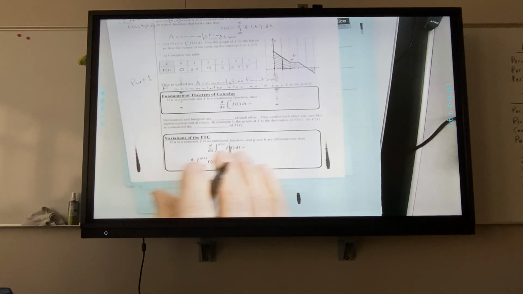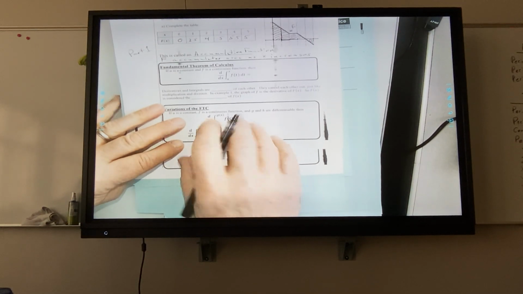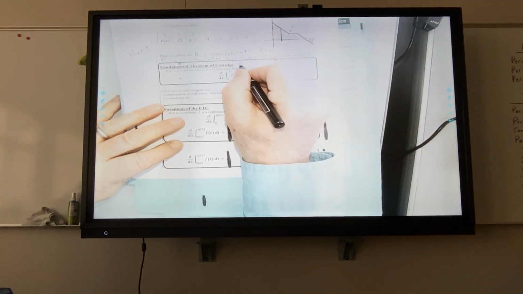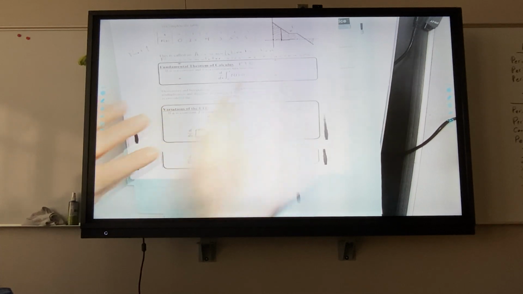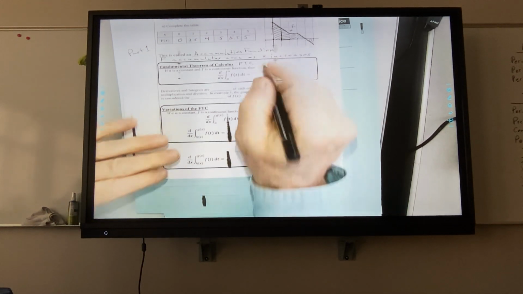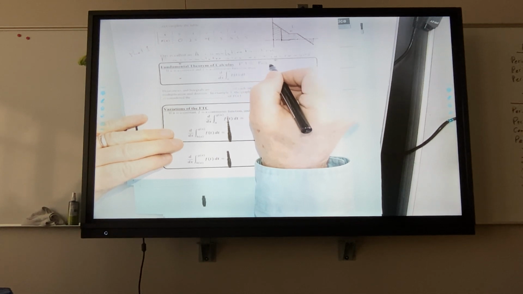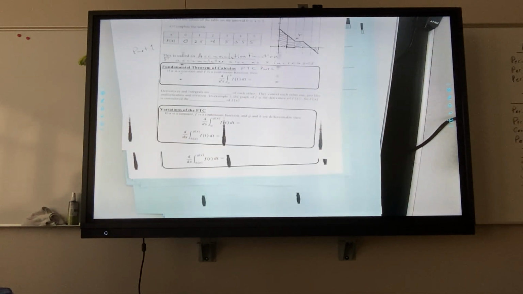Okay? We're going to learn something called the fundamental theorem of calculus. And you'll see me write it as FTC. There are 2 parts to the fundamental theorem of calculus, and we're going to learn the second part. So this is going to be part 2. You haven't learned the first part yet.